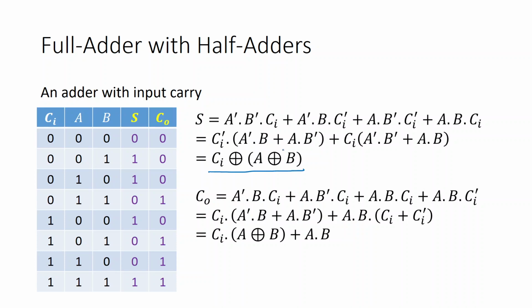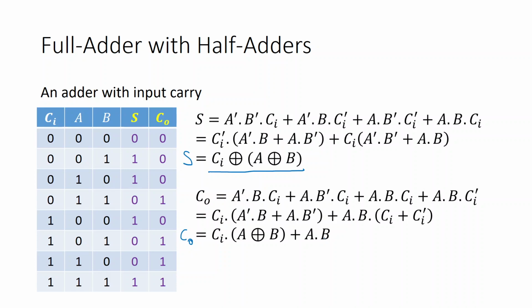You check this combination. This is very easy to check. I will not spend my time here. Ultimately your S is becoming C in, the carry in, XORed with A XOR B. So you have to do A XOR B first, then XOR it with the carry in. And C out, after collecting the min terms and doing some manipulation, you will see that C out is actually C in AND (A XOR B), OR A AND B.